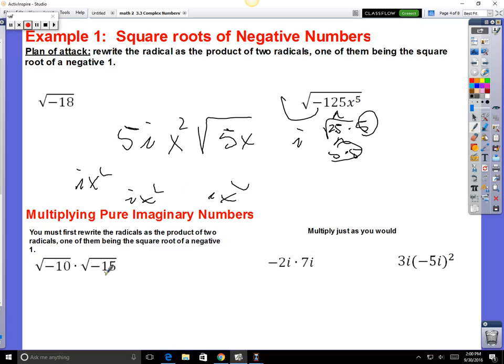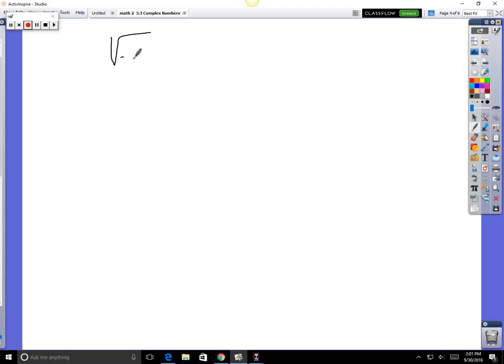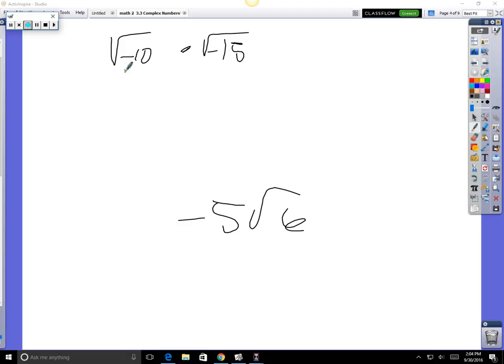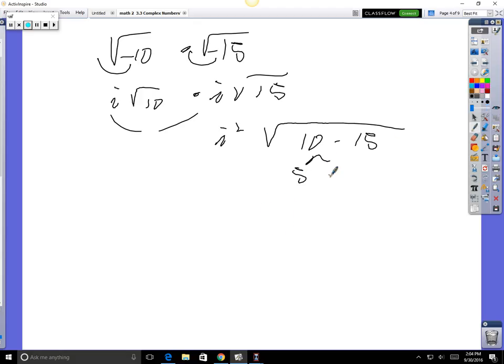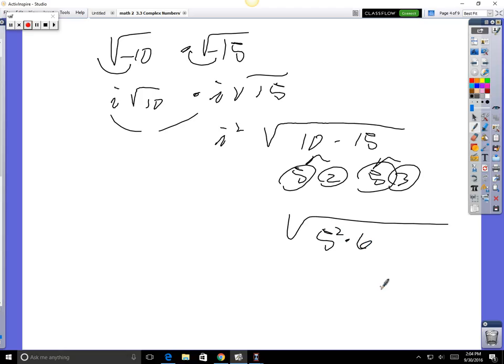Okay, try this one. The square root of negative 10 times the square root of negative 15. So here we go. Take out the negative. That's i square root 10. Take out the negative. That's i square root 15. So now times your outsides: i times i is i squared, times your insides. 10 times 15, if you start pulling squares out, 10 is a 5 and a 2, 15 is a 5 and a 3. So you've got 5 squared times 6. And out front, you got i squared. The square root kills the square, so you got 5i squared times the square root of 6. But i squared is no longer imaginary, it jumps to the real. Negative 5 times the square root of 6.